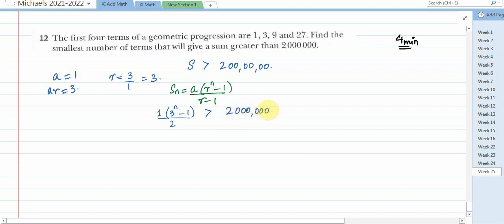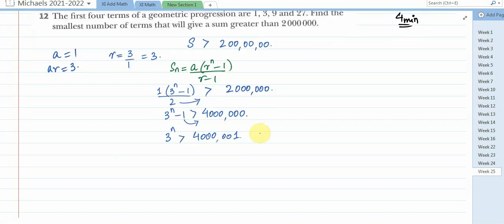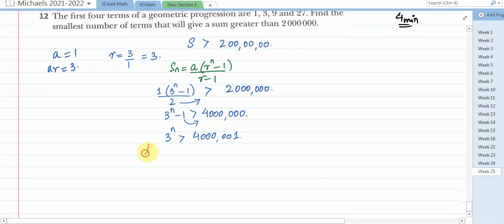So now it will be 3 to the power n minus 1. You need to shift 2 to the right side, that will be 4,246,912. Again you have the power in terms of a variable, but before that you need to place 1 on the right side, so 3 to the power n is greater than 4,246,913. Now, with the power in terms of a variable, you need to apply log here, so applying logs on both sides, log 3 to the power n is greater than log 4,246,913.